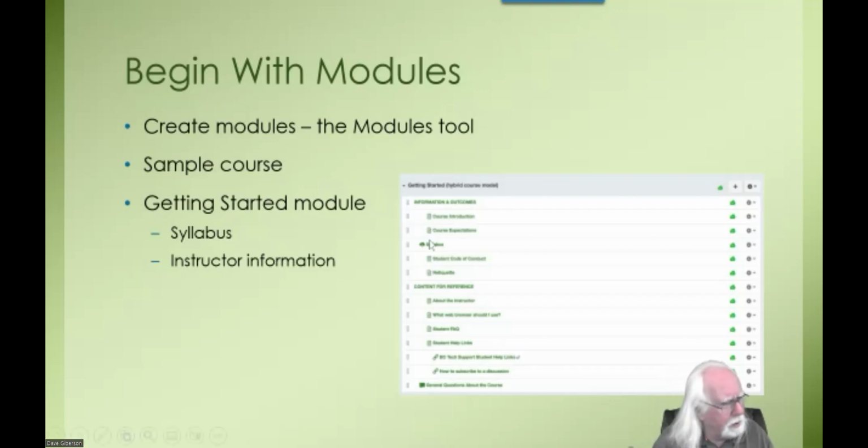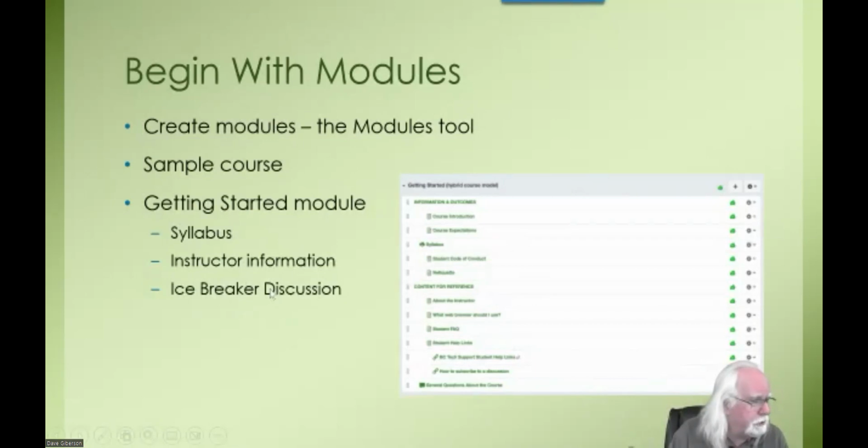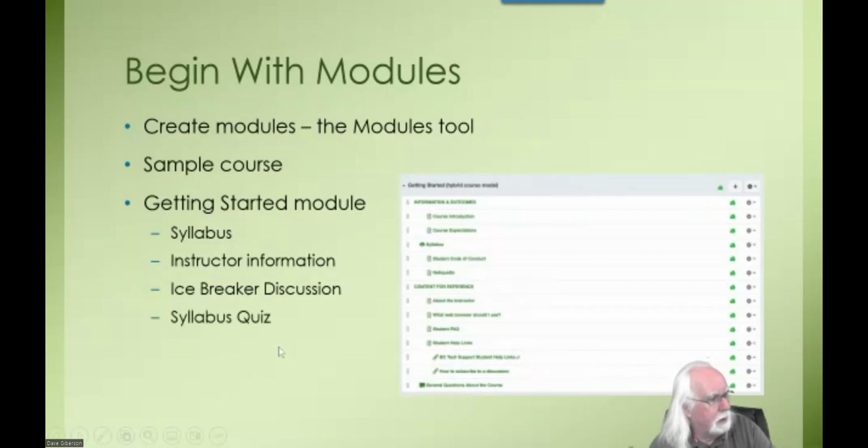So definitely some information about you, maybe an icebreaker discussion where you get them to find out about each other, and you get to find out about them, they get to find out about you, and so on. Maybe a quiz to see if they read the syllabus. You can even fix it so that if they don't pass the syllabus quiz, they can't move on until they go back and read the syllabus again and take the quiz again. So useful thing, etc. So let's see how we actually implement that in Canvas. It ain't very hard.